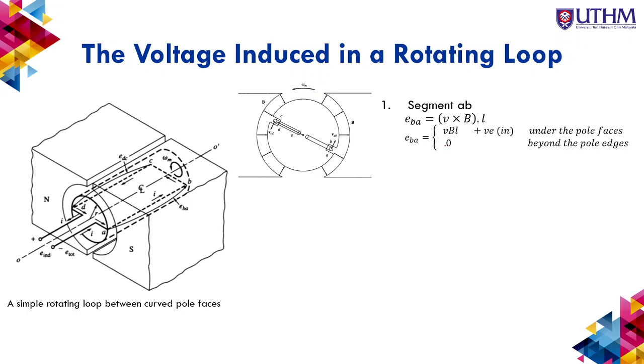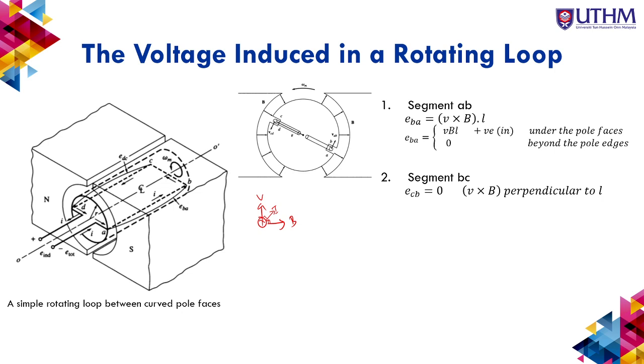So for AB we can use our right hand rule, which means that everything will be perpendicular: V, B, and also the I. Everything should be perpendicular. If one of them is not perpendicular, the result will be 0.